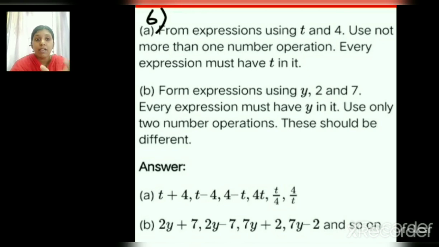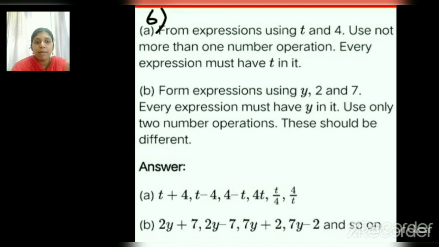But every expression should have t in it. You have to use t in every expression. Clear, children? So only t and 4 is there. So we have to use both t and 4 while forming expressions. Now look into the answer. What are the different set of expressions we can make? As I told you, only one operation you can use at a time.